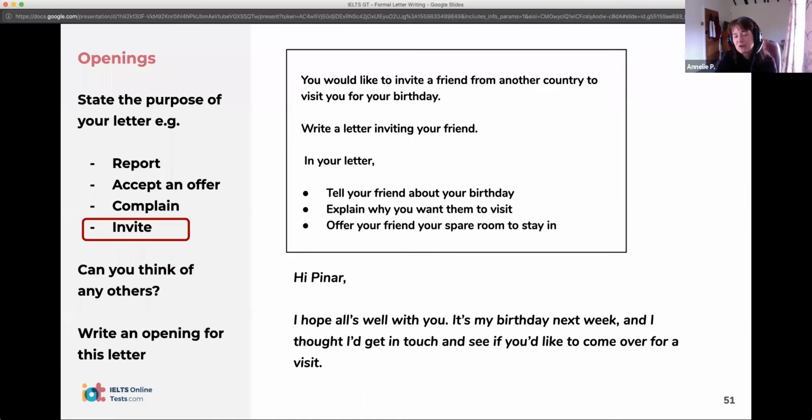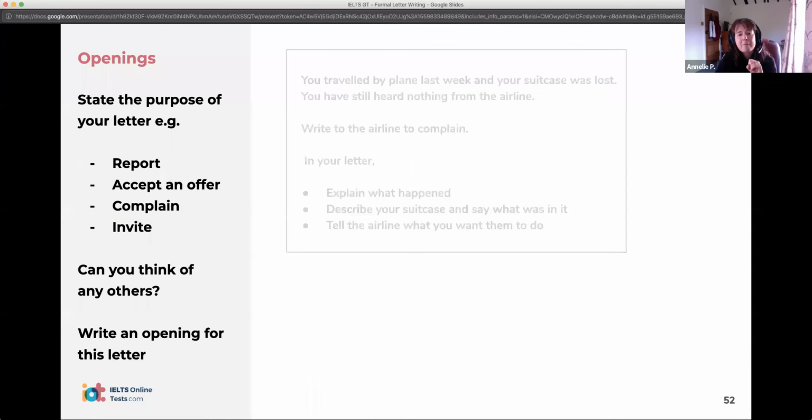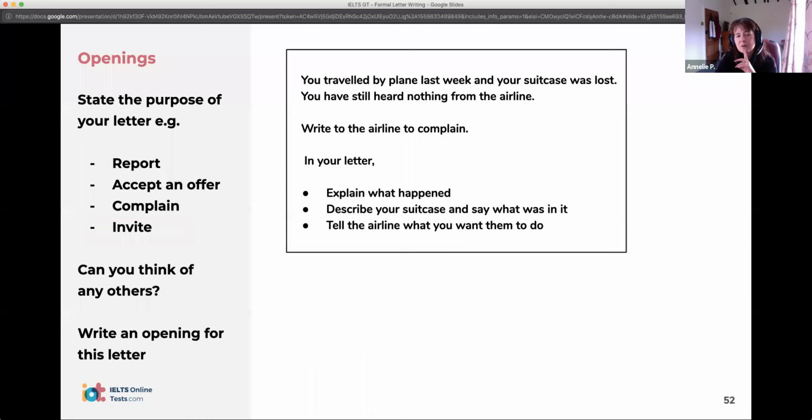And then, "Look, I thought I'd get in touch and see if you'd like to come over." So immediately we're using informal language here: "get in touch," "come over," using contractions, "I'd," "you'd," very different from the formal letter. But very clearly, again, stated purpose there. Okay, how about this one?